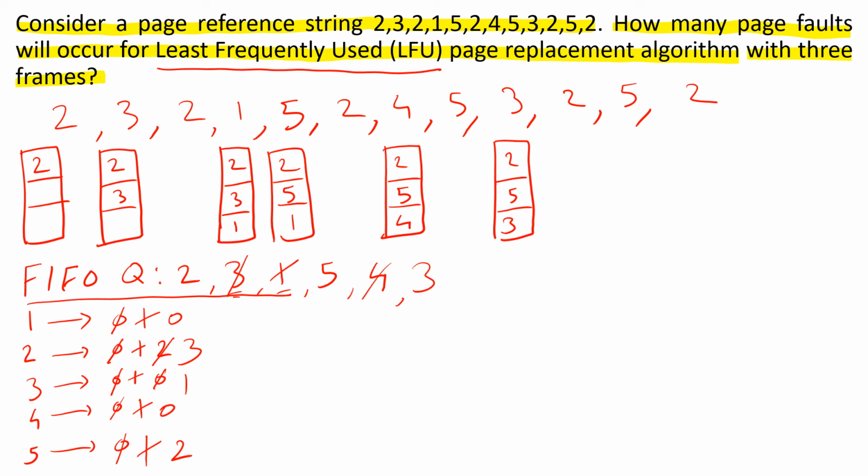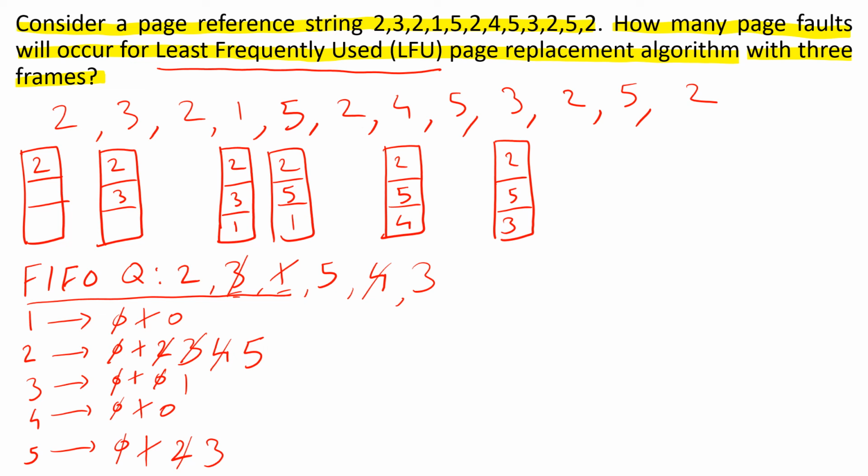Now we need page number 2. Page number 2 is already there, so we simply use it, and the reference count becomes 4. Then we need page number 5. 5 is also in main memory, so we simply use it and the reference count is incremented by 1. Then we need page number 2 again. 2 is still in main memory, so we simply use that page and increment the reference count. And that's it.